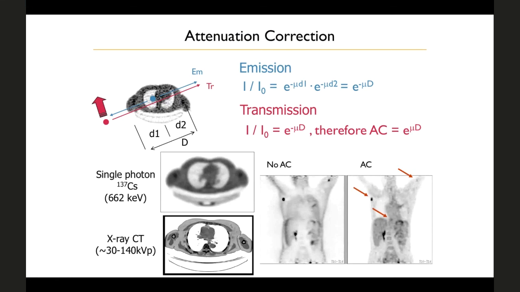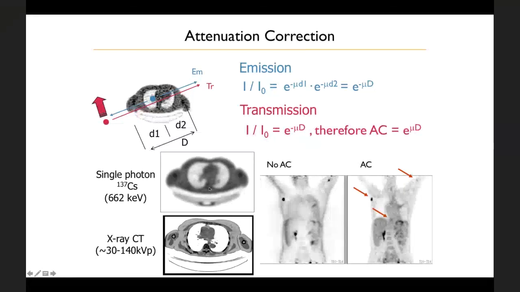So in older scanners, this transmission information was generated using a single photon source whose energy was sufficiently different from the 511 that we could distinguish it from what was coming out from the patient. And so you would get a map which looks something like this. And this would be applied during the reconstruction.